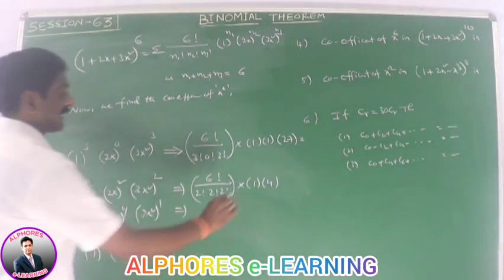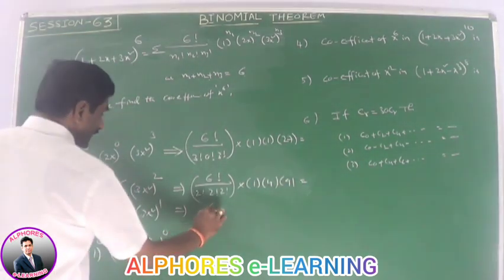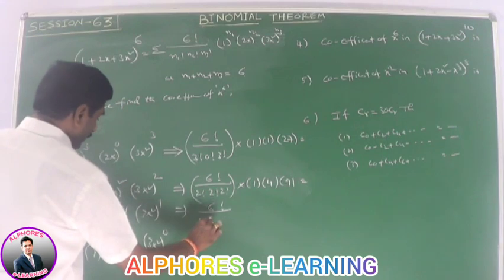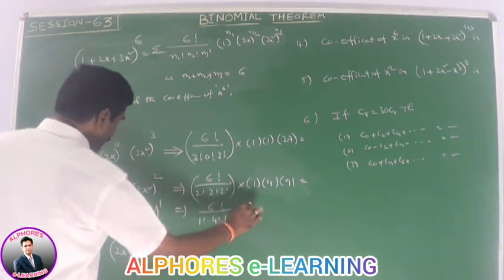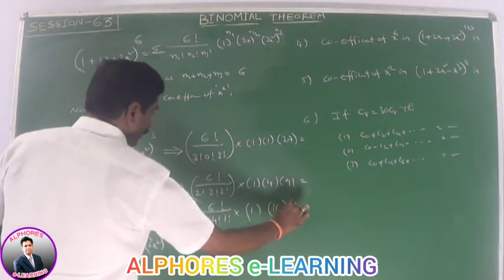Next, 3 square means 9. Find this value. Next, here what is the coefficient? 6 factorial by 1 factorial into 4 factorial into 1 factorial into 1 power 1 means 1, 2 power 4 means 16 into 3 power 1 means 3.